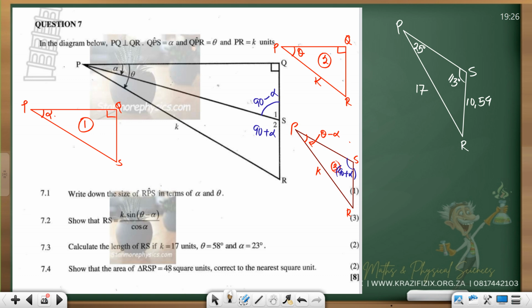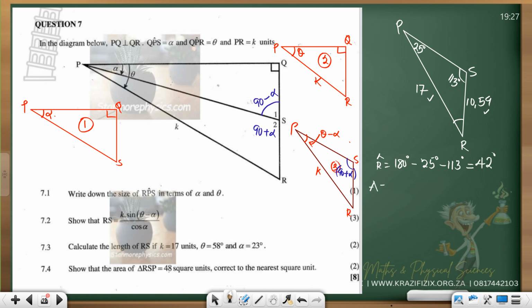I need two sides and an included what? Angle. Guys, don't you see that I know this side and I know this side? Can I get this angle? Sum of angles in a triangle. So what is angle R? 180 minus 25 minus 113. What would that be? Give me an answer. 40? All right.